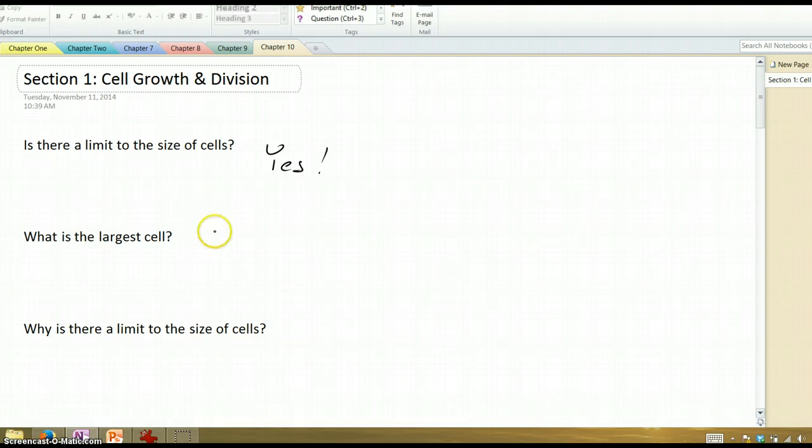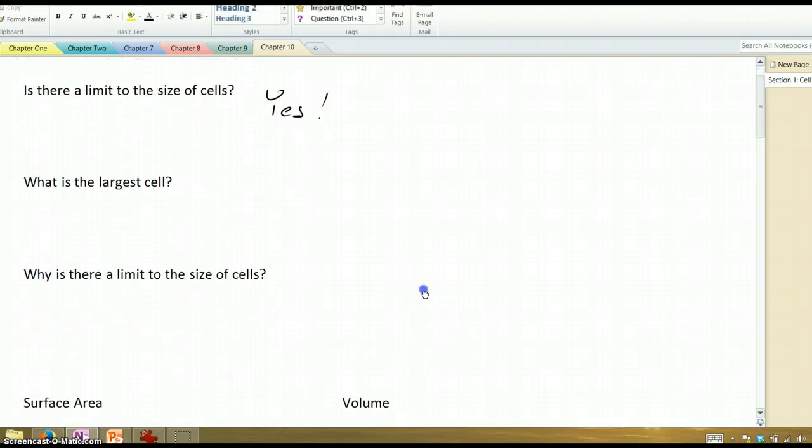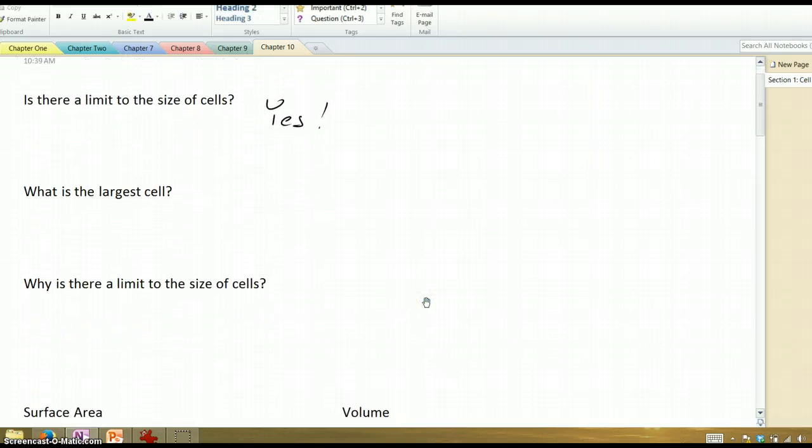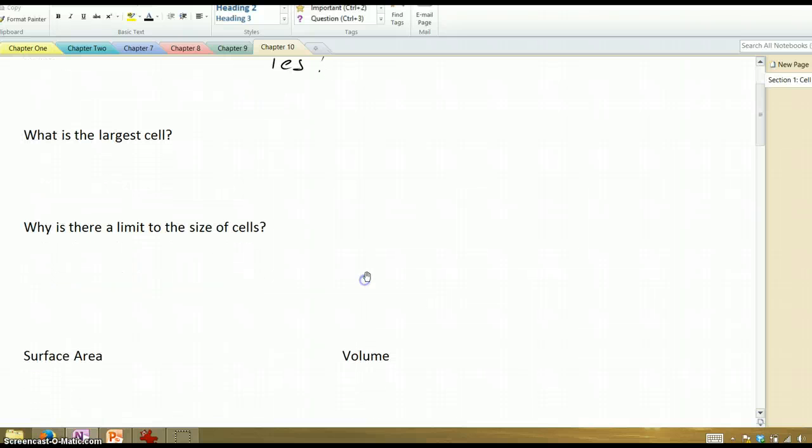There are some cells that are quite large, and I'm going to let you investigate that and report back in class as to what you find. There is a little bit of debate about what exactly is the largest cell, but we'll see what you find out. But for the most part, as we know, cells are relatively small.